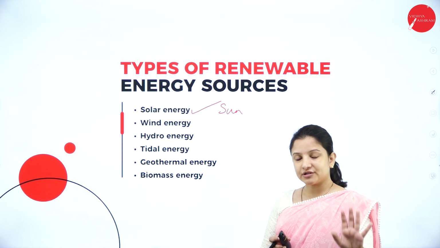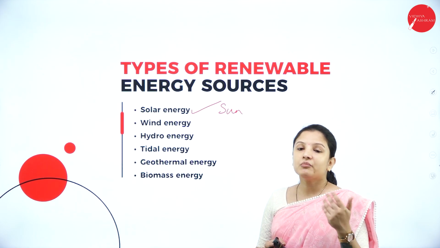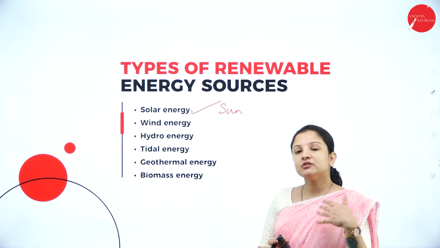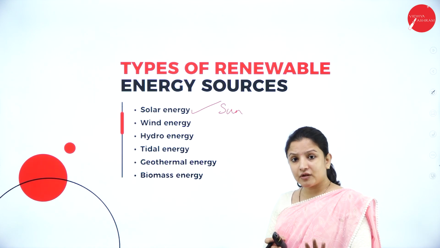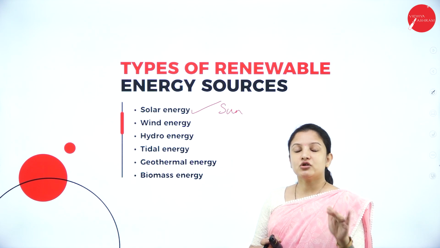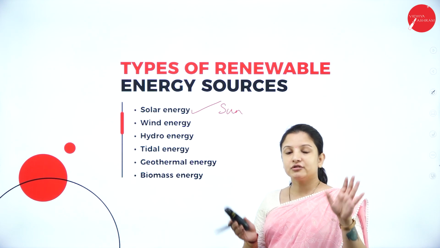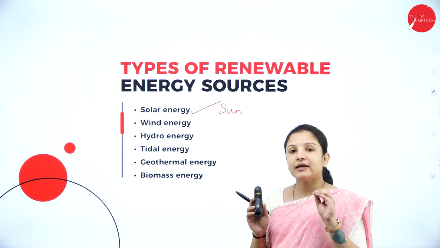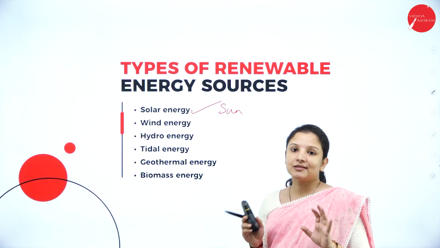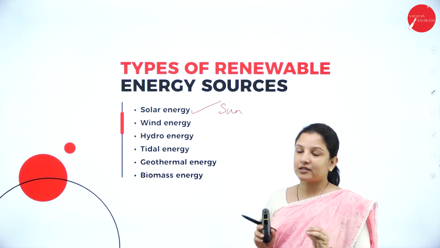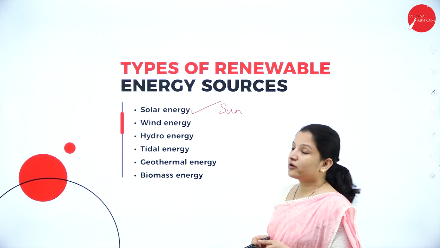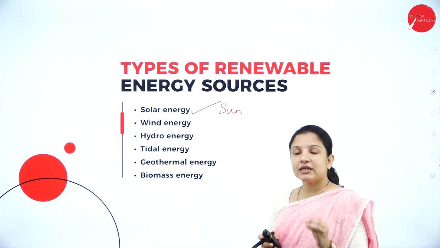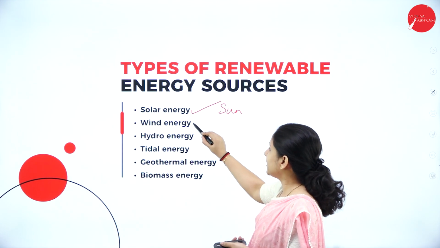It will never die. Of course, the sun will die, but again, it will take billions of years for the sun to die because the sun is also a star. So therefore, it will have a lifespan. But as of now, for this particular generation or for the next coming generations also, the sun will still be there and the energy generated by the sun will still be there. It will never get depleted. So therefore, solar energy is one of the best examples of a renewable energy resource. Next is wind energy.